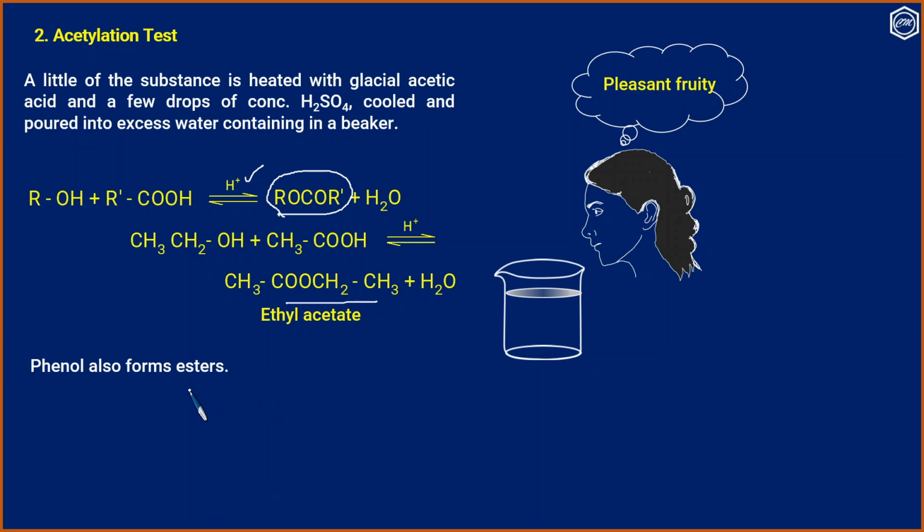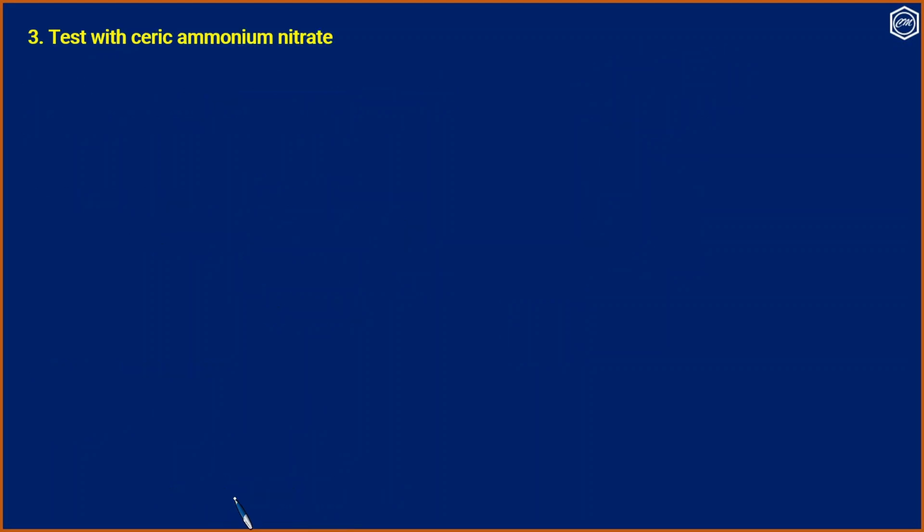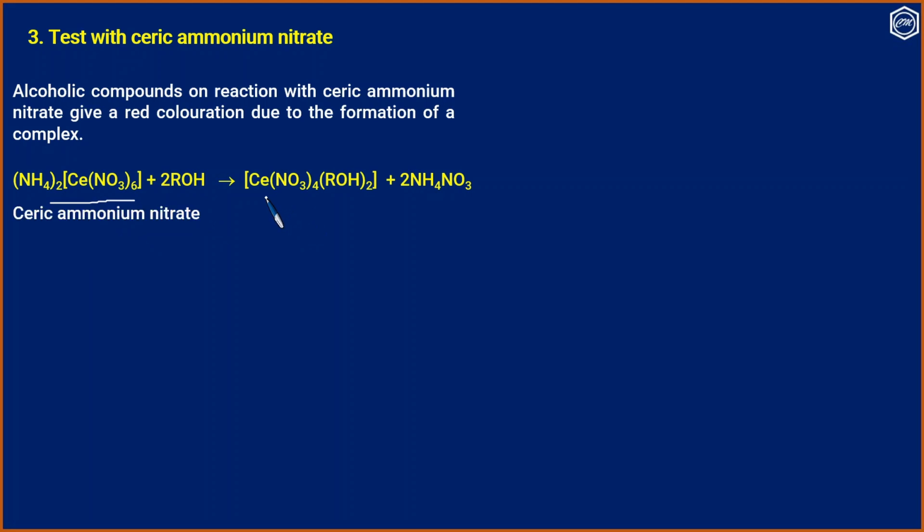Phenol also forms esters, but the ester will have a phenolic odor. So here we get phenyl acetate. Another test is the test with ceric ammonium nitrate. Alcoholic compounds on reaction with ceric ammonium nitrate give a red coloration due to the formation of a complex. This is the ceric ammonium nitrate alcohol complex, and this complex has a red color.